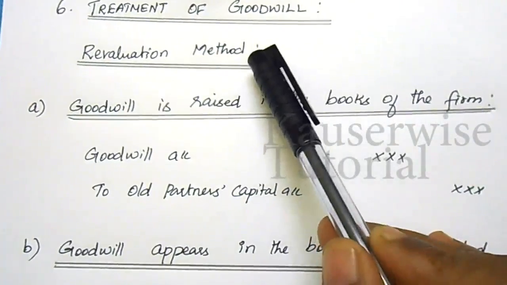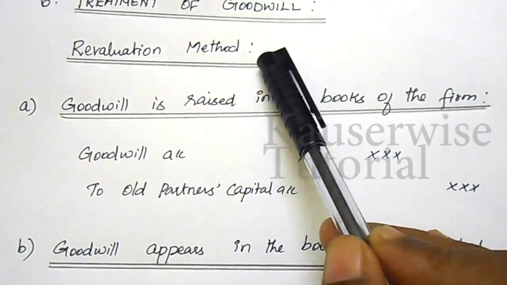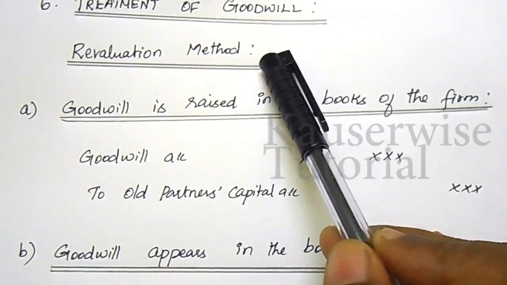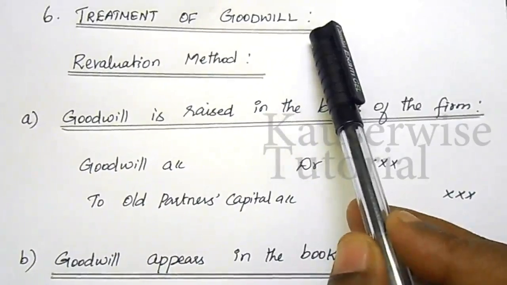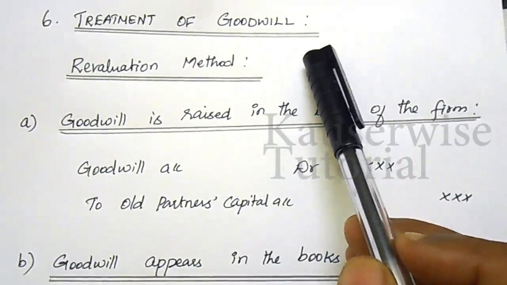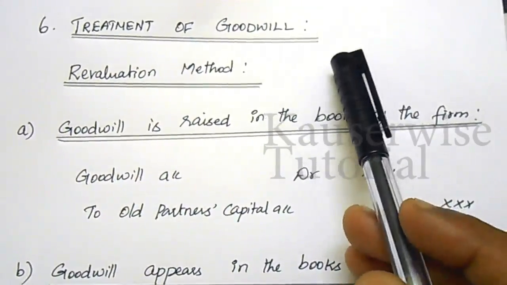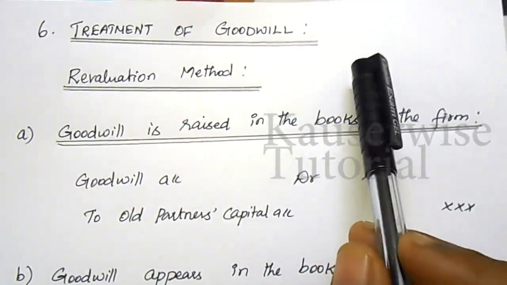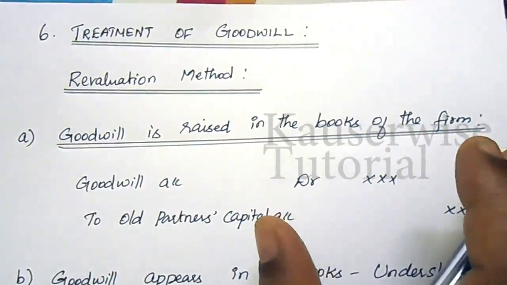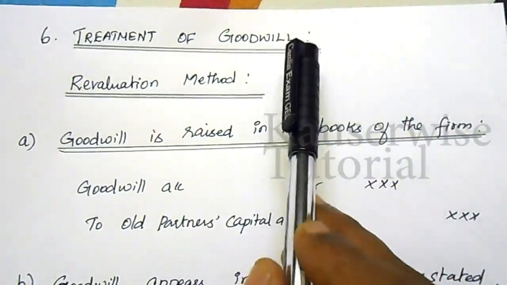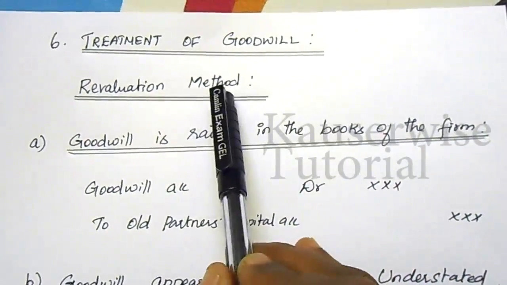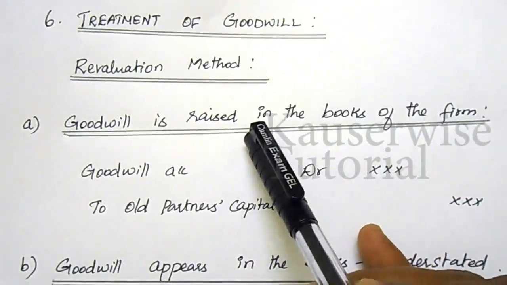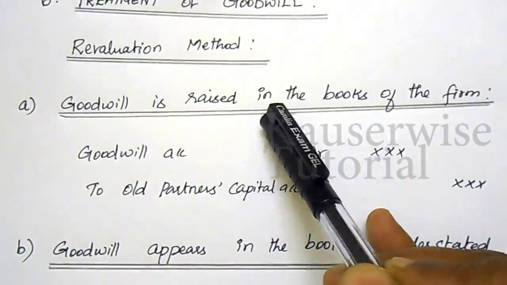According to the revaluation method, the new partner need not bring any cash for his share of goodwill. Goodwill is the reputation, hard work or effort earned by the old partners, that is the existing partners. At the time of entering a new partner, the new partner need not bring any cash for his share of goodwill according to the revaluation method. Instead, they can raise the goodwill value in their books of accounts.